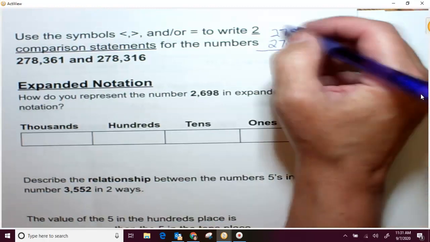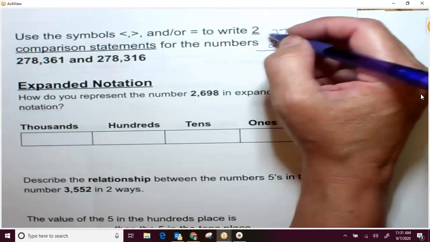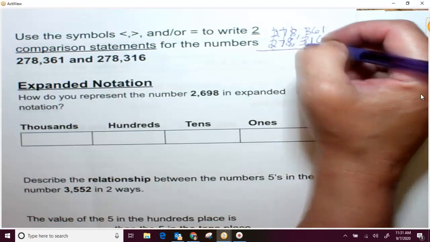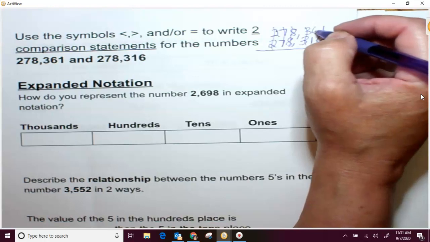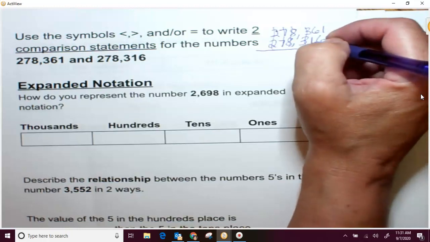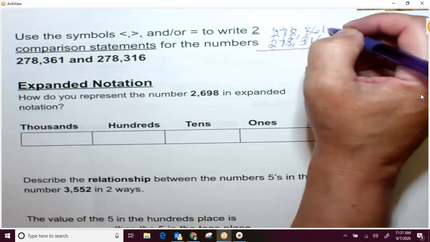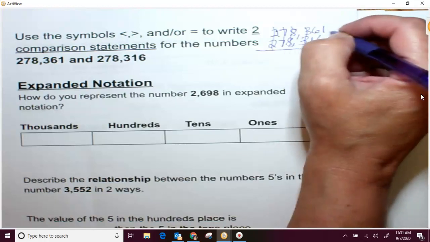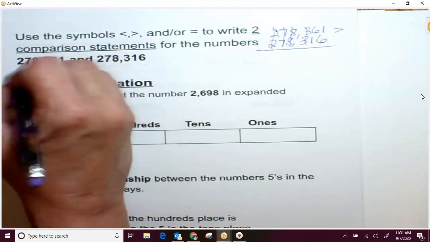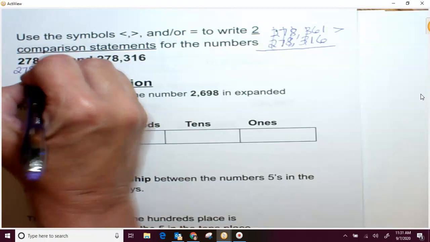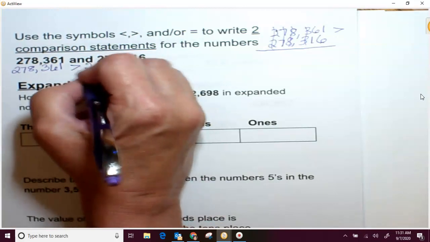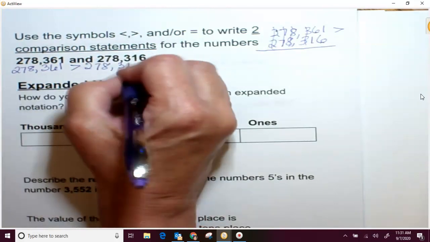Now, as always, I'm going to start from the highest value. 2s, can't do it. 7s, can't do it. 8s, there's the same, can't do it. 3s are the same, can't do it. So now we have a 6 and a 1 in the tens column. Okay, so 6 is 60, 1 in the tens column is 10. So this one is greater than this one. Okay, so I can write my comparison statement: 278,361 is greater than 278,316.